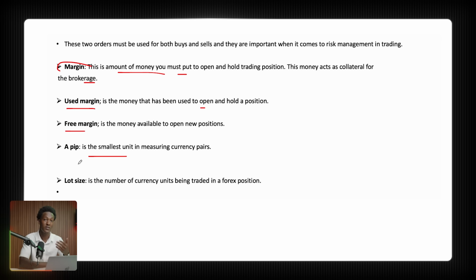Now, a pip. This is the smallest unit in measuring currency pairs. And that brings us to the next term, a lot size. A lot size is the number of currency units being traded in a forex position. A pip and a lot size are units that you'll use a lot in your trading to establish how much money you intend to make or how much money you intend to risk on a single trade. And I'll give you a much easier example as we go trading live on MT5.